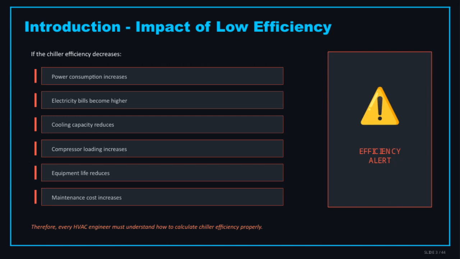Let's talk about efficiency, specifically, why every HVAC engineer needs to know how to calculate chiller efficiency accurately. When efficiency drops, problems pile up. Maintenance costs go up, equipment wears out faster, and compressors work harder than they should. Cooling capacity drops, electricity bills climb, and overall power consumption rises. Understanding this impact is crucial, because low efficiency doesn't just waste energy, it strains the whole system. This sets the stage for everything we'll explore next.